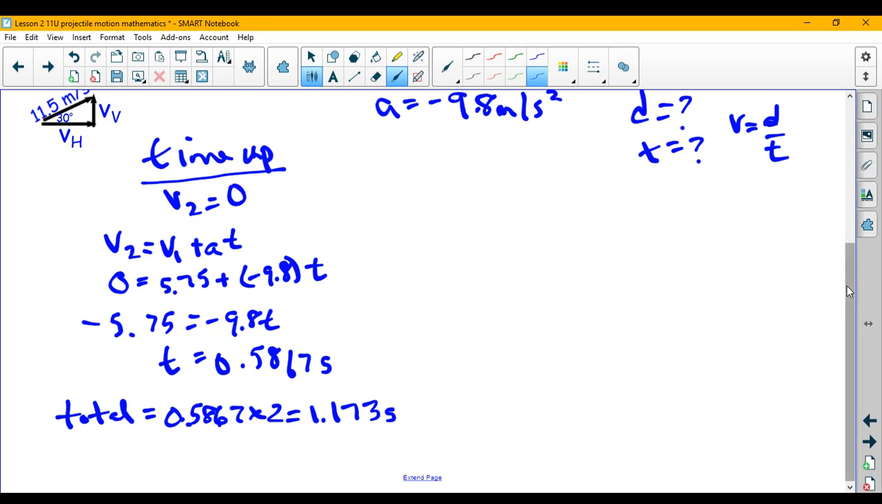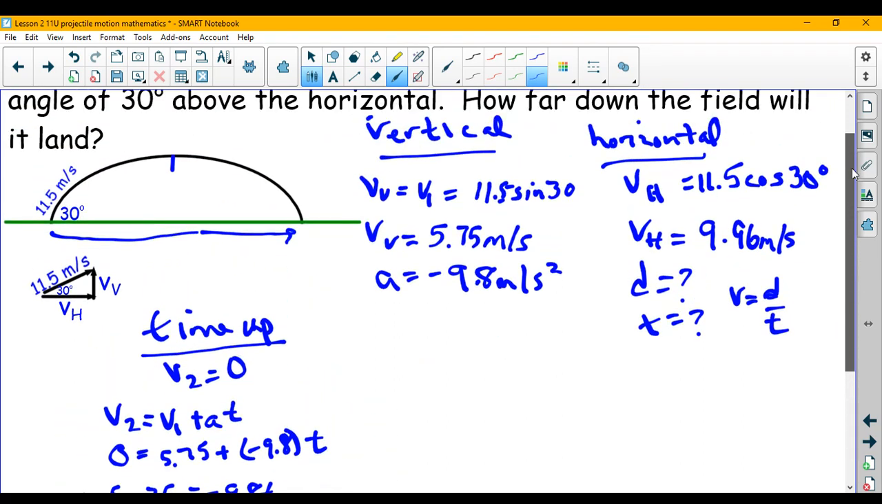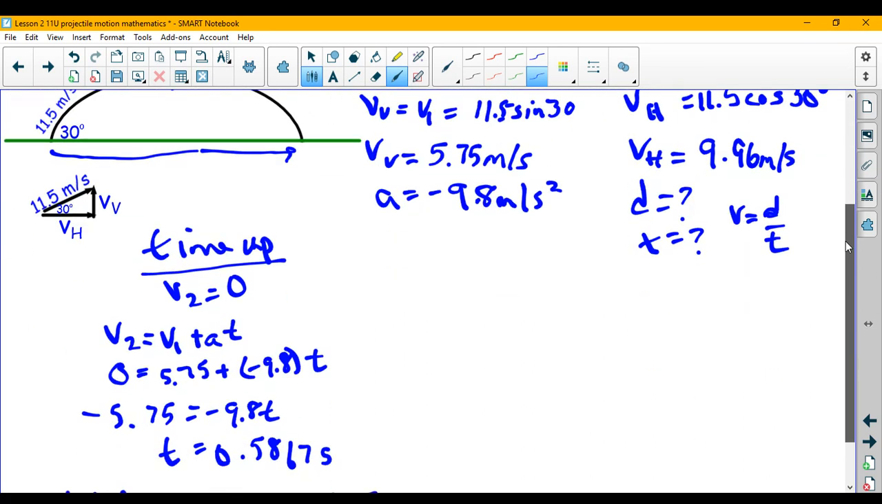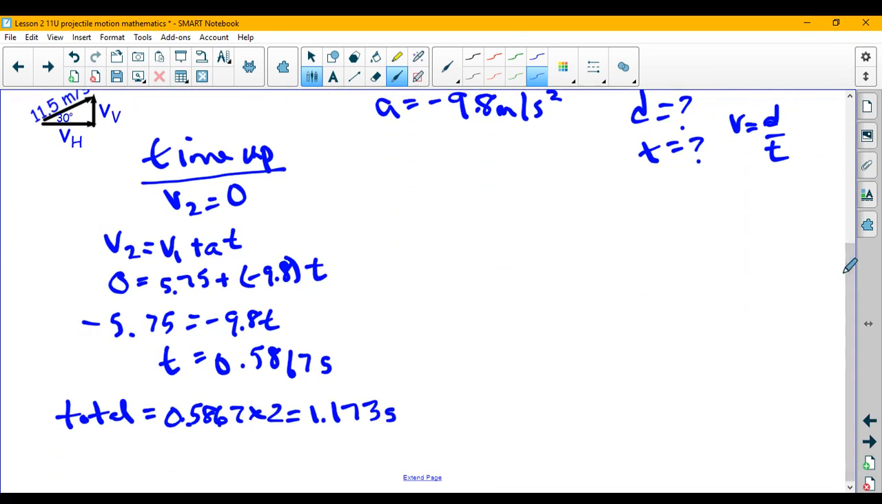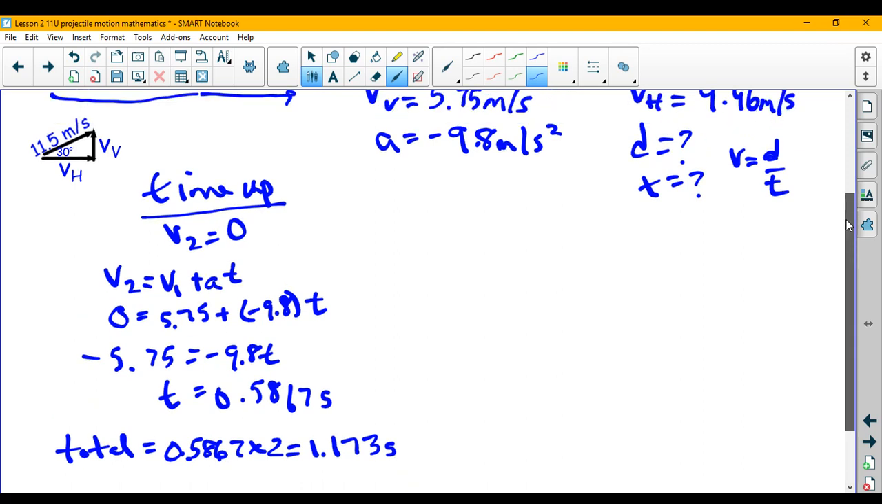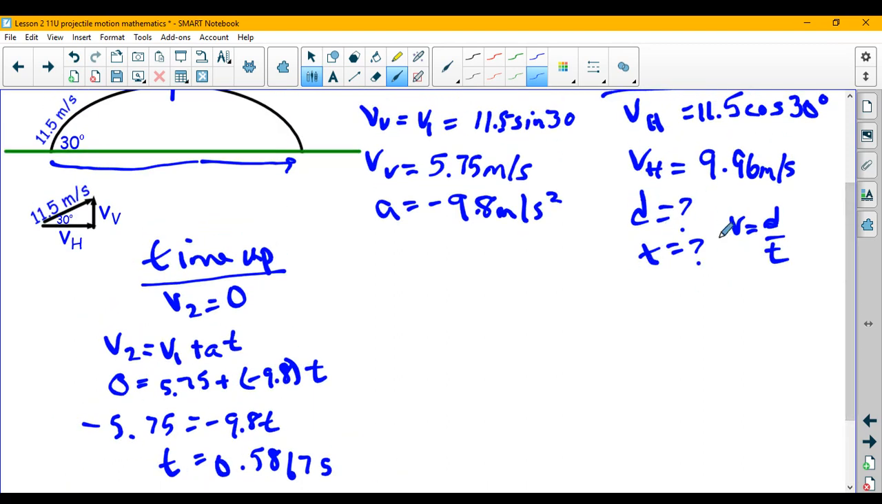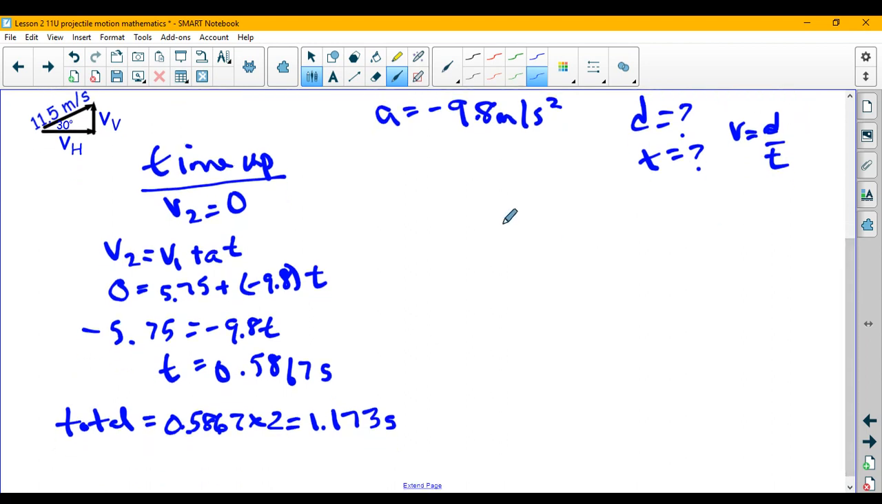So I'm going to again keep some extra digits because I don't want to lose accuracy quite yet because I'm not done. My last step is to answer the actual question. How far down the field will it land? What is the horizontal? Now I know the time, I'm good. I know my horizontal distance, time, and I know it can only use v equals d over t, because we're dealing with the horizontal, and horizontally it goes at a constant velocity.